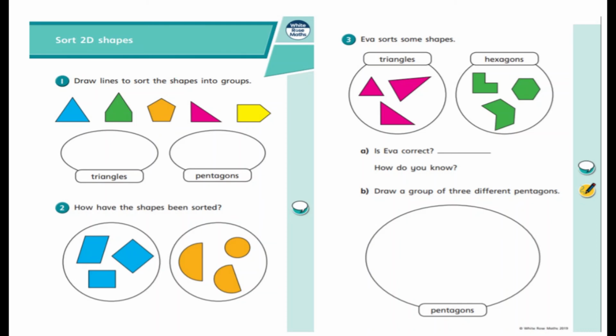This is our bronze sheet today, sorting 2D shapes. So hopefully our warm-up really helped you today. So the first one, you're looking at triangles and pentagons. The second one, you're looking at how the shapes have been sorted, so you need to come up with a title for them. The third one, Eva has sorted some shapes. Is Eva correct? Has she done it correctly? Count the sides and vertices to help you. And then the last one, draw a group of 3 different pentagons, thinking about your different sides. So how many sides does a pentagon have, and draw 3 different shapes there.